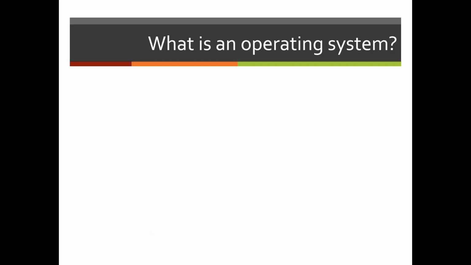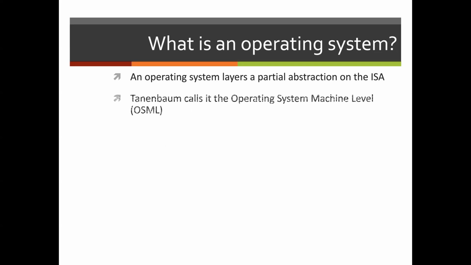And so before we dive into scheduling, let's first take a second to think, what exactly is an operating system? You want to consider that an operating system layers a partial abstraction on the instruction set architecture. And so it's commonly referred to as OSML, which is the operating system machine level, and that was first denoted by Tannenbaum. But what are the specific abstractions that are provided by an operating system?